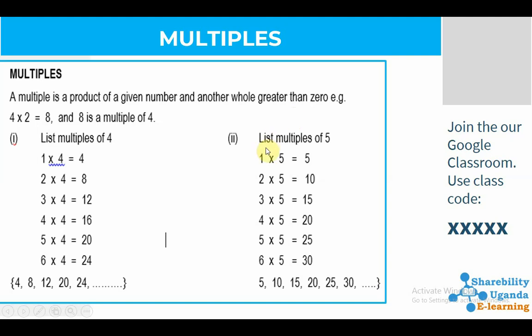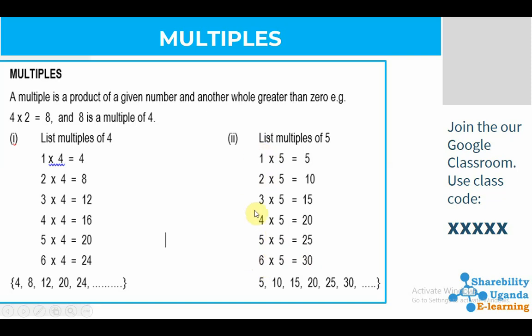So 1 times 5 shall be able to get 5. 2 times 5 shall be able to get 10. 3 times 5 shall be able to get 15. 4 times 5 you get 20. 5 times 5 we get 25. Then 6 times 5 shall be able to get 30. So here we are able to get our other numbers greater than 0, from 1 up to 6.